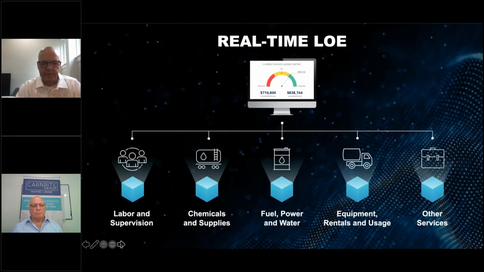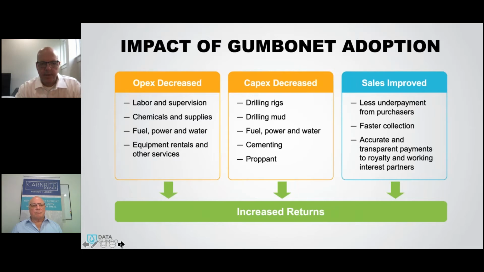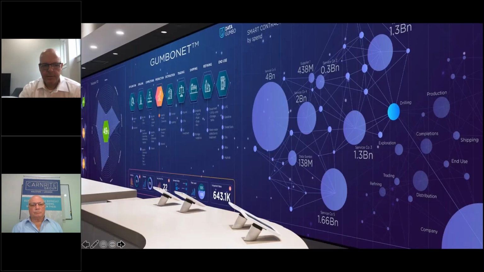So this is a reality. You can use it for driving down your OPEX. You can reduce it, if and when drilling comes back. You can use it for improving your CapEx. And you can also use it for making sure that you've got more accurate and transparent payments with your royalty and working interest owners.